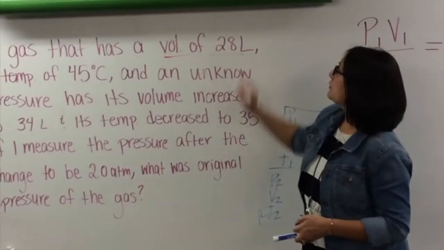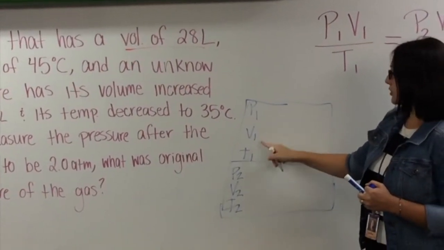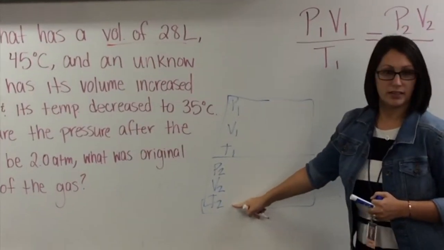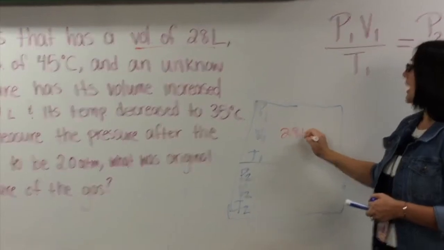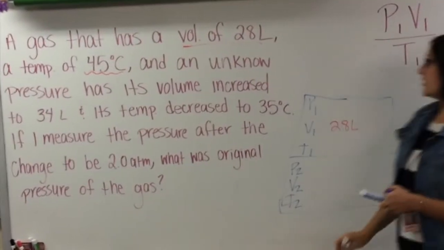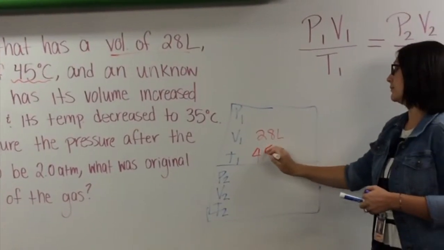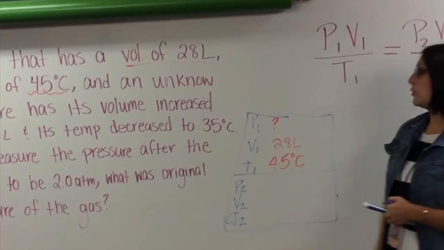So, volume of 28 liters. That's our initial volume, right? These are not exponents, right? No. So, our initial volume is 28 liters. Our temperature, 45 degrees Celsius. And an unknown pressure. Don't know? Question mark.